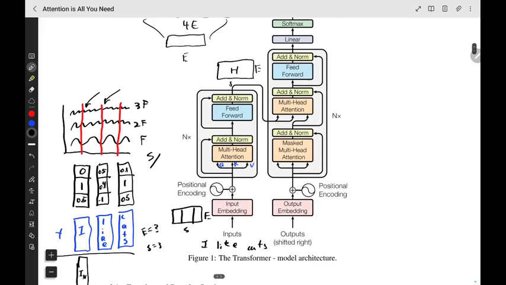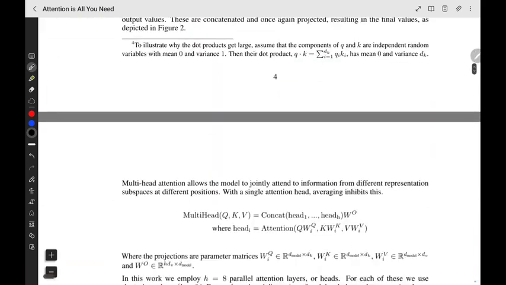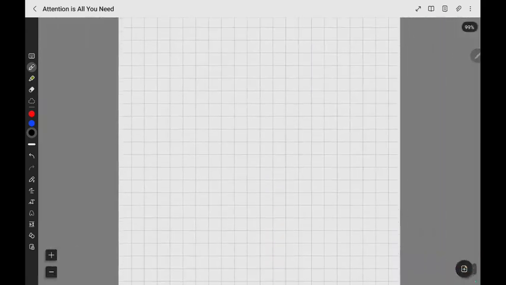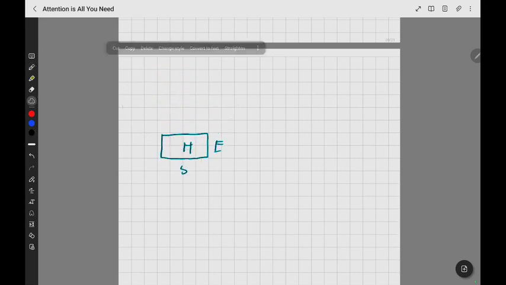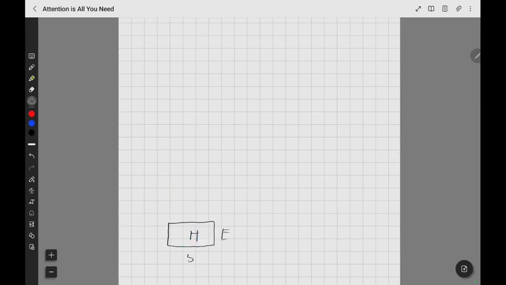We're going to output this one at a time. And actually, let me show you down here how it does it. So now we have this matrix H, which is S by E. And this is the encoded representation of I like cats. And the S is 3, right? Right, S would be 3 for that. It's whatever the sequence length is, and E is arbitrary.